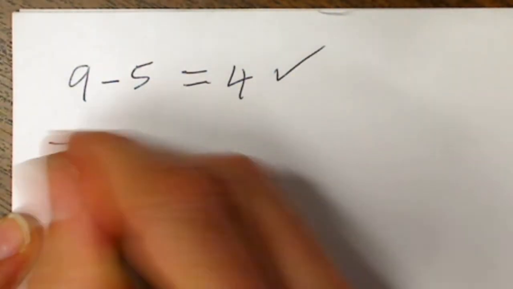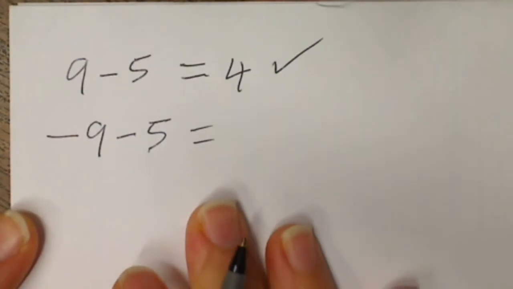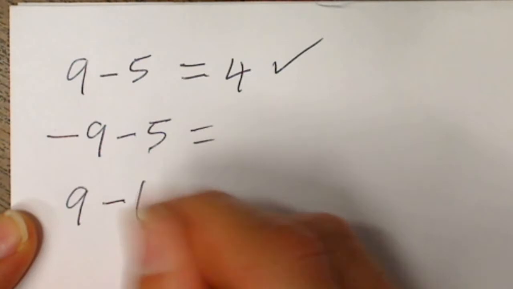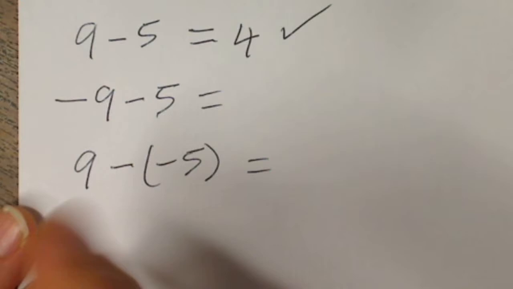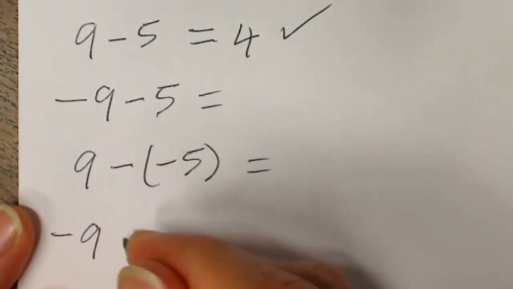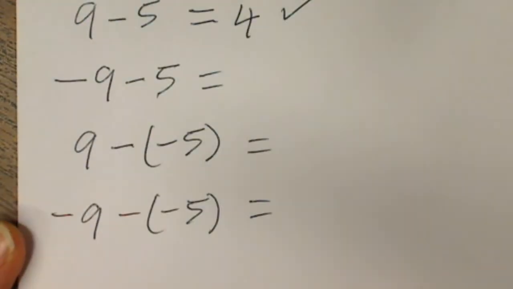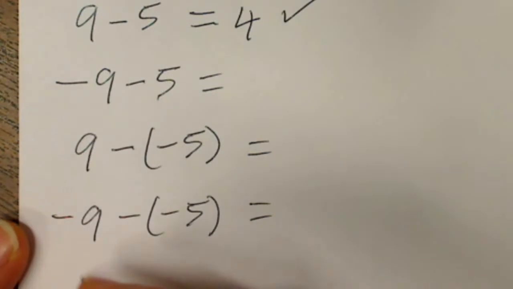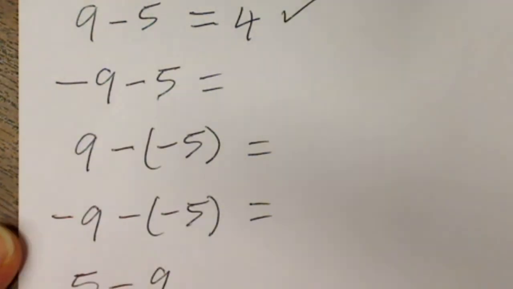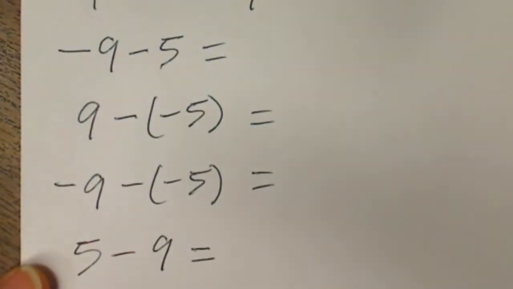Then you might have negative 9 minus 5. You might have 9 minus negative 5. You might have negative 9 minus negative 5, or the 5th type, reverse the original 2 numbers, 5 minus 9. All subtraction problems that you'll ever see will be one of these 5 types.